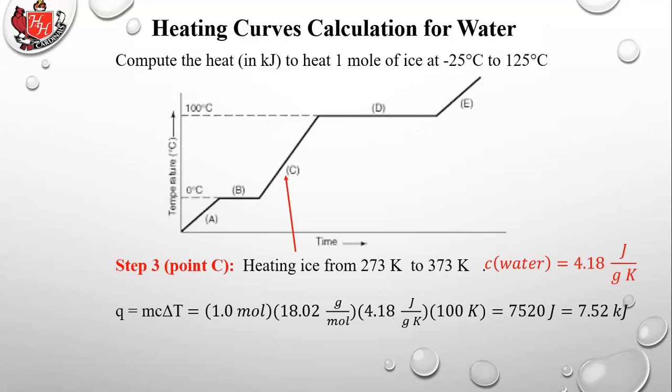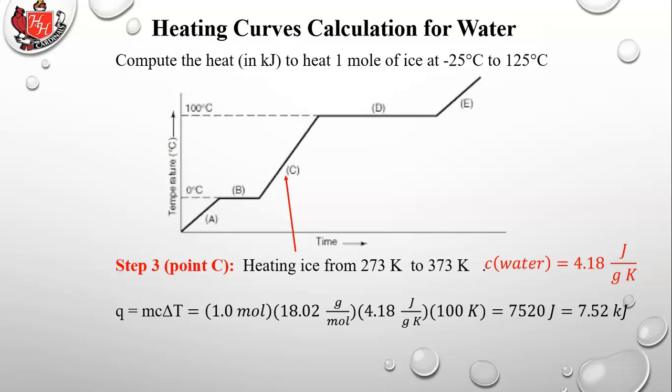Okay, third step is C, point C. So now you're heating the ice from 273 Kelvin to 373 Kelvin. That's the same as 0 to 100 centigrade. And there you see the familiar number there on the right that we used in calorimetry. The specific heat of water is 4.18 joules per gram Kelvin.